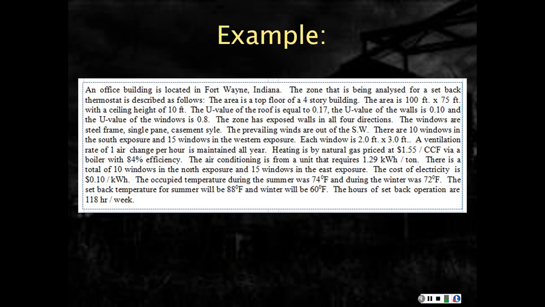Now, if we look at an example, and hopefully you'll get used to this, a lot of these problems are lengthy story problems. In this particular case, we have a building located in Fort Wayne, Indiana. The particular zone that I'm contemplating setback is described as follows. It's a top floor of a 4-story building. The area is 100 feet by 75 feet with a ceiling height of 10 feet. The U value of the roof is as follows, and I'm not going to read the whole rest of it. But trust me, there's enough information in here to actually do that hand formula for setback.